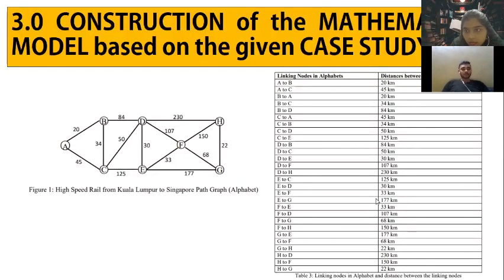So the construction of the mathematical model based on the given case study. In this diagram, everyone could see the high-speed rail path from Kuala Lumpur to Singapore in alphabet form. For example, A to B is 20 kilometers, A to C is 45 kilometers, and it goes up to H, B is 22 kilometers.